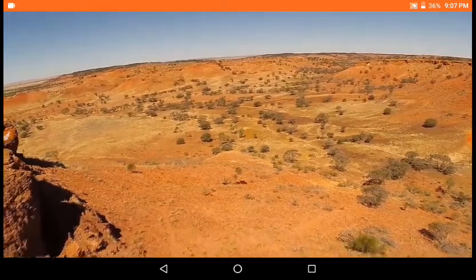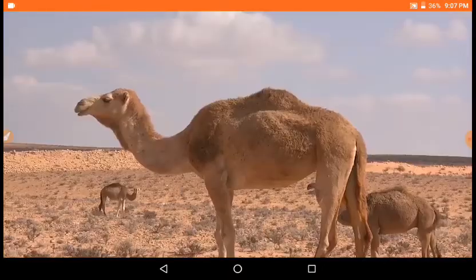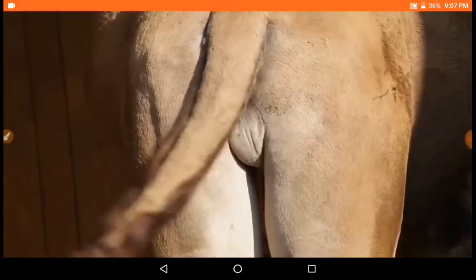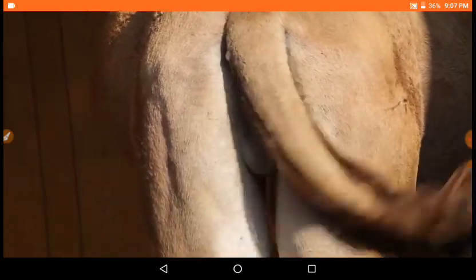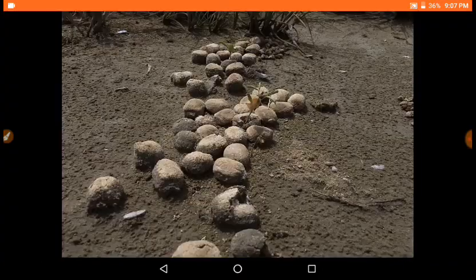Since the amount of water available in deserts is low, camels need to conserve water. They do so by excreting very small amounts of urine. Their feces are dry and they do not sweat in order to conserve water.